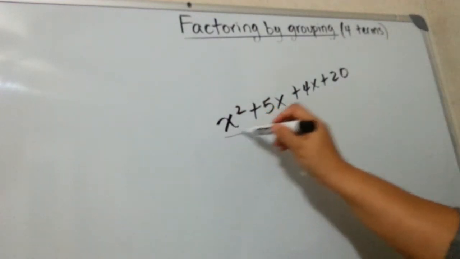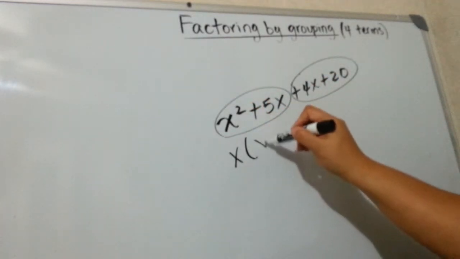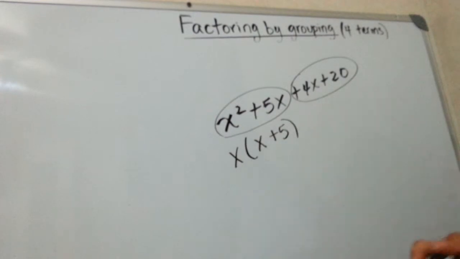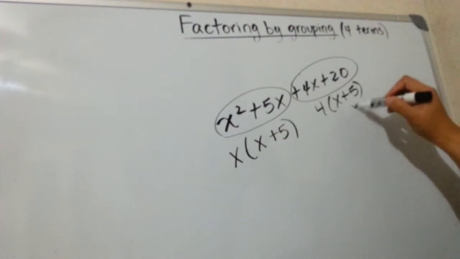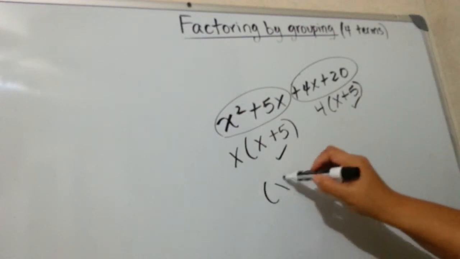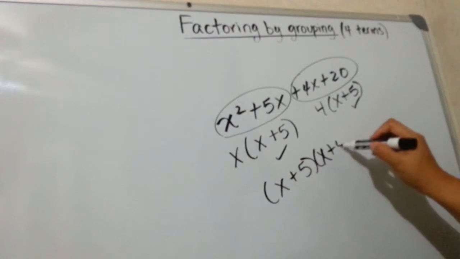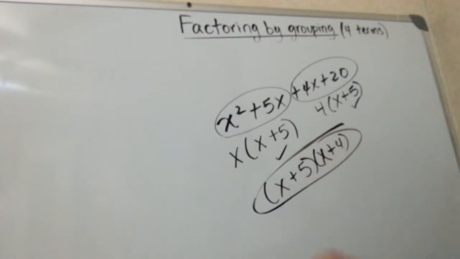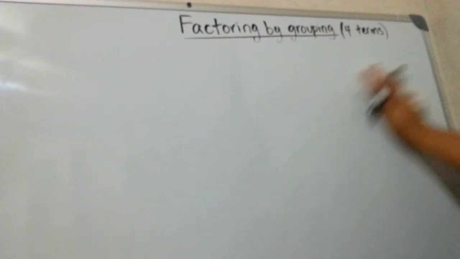Four terms, factoring by grouping. Pull out an x. Pull out a 4. See how those match? Alright, I'm done with factoring by grouping.